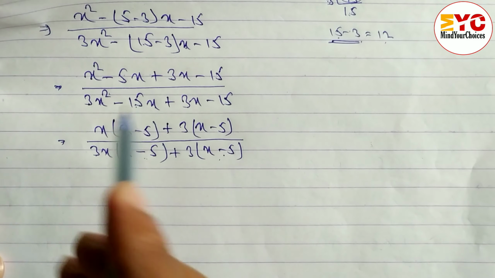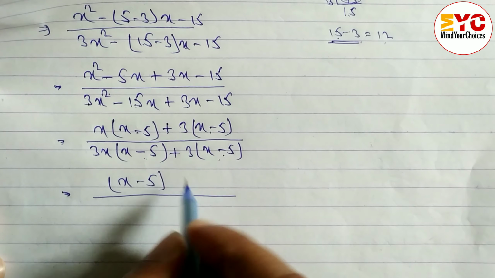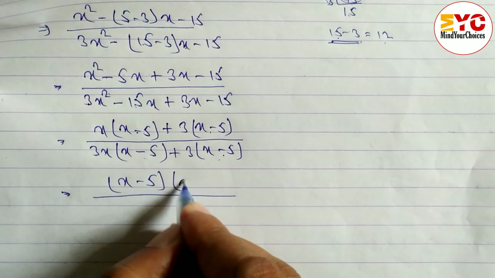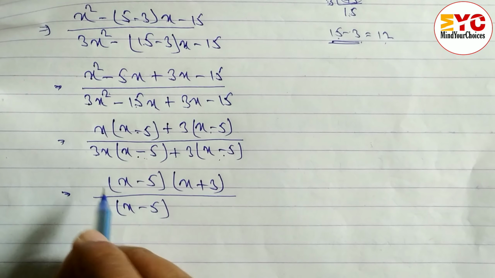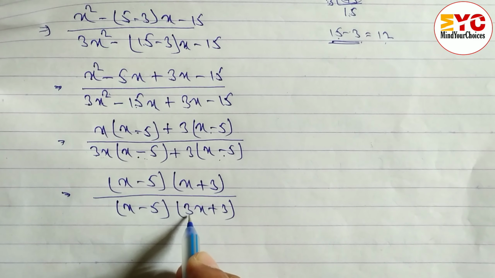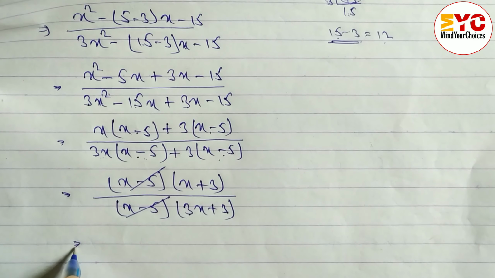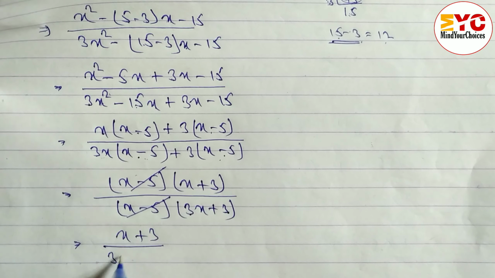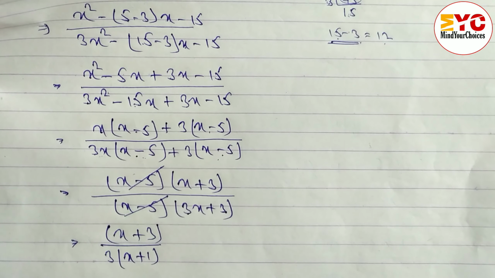Now again we have to take common, and you can see x minus 5, so x minus 5 is common, and the remaining is x plus 3, so we write x plus 3. Similarly, x minus 5 is common, and remaining here 3x plus 3, so we write 3x plus 3. Again you can see here also 3, here also 3, so we can take 3 common too. This and this cancel, x minus 5 cancels, and here x plus 3, by taking 3 common, the remaining is x plus 1. So the answer is x plus 3 by 3 times x plus 1. Hope you understand this question.